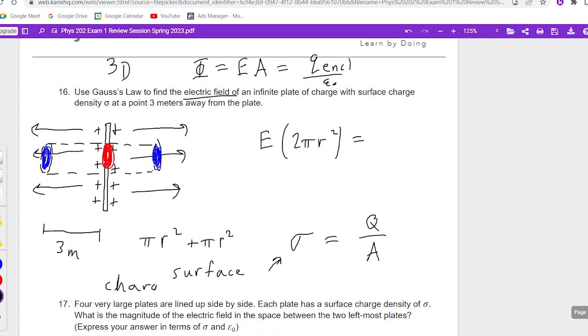Surface charge density. We know the charge Q is going to be our charge.